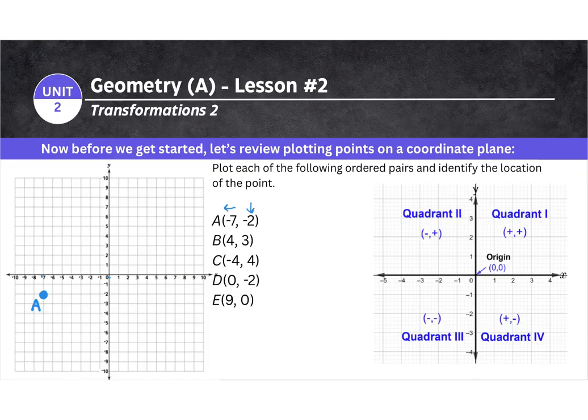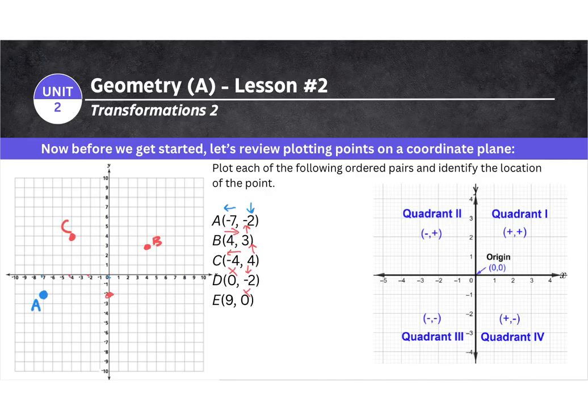Point B, we go to the right 4 and up 3 because it's positive. So that's B. C, we go to the left 4, but up 4. Left because it's negative, up because it's positive. There's C. Now be very careful. If it's 0, that means you do not move in that direction. So for point D, we do not move left or right because it's 0, but we do go down 2.